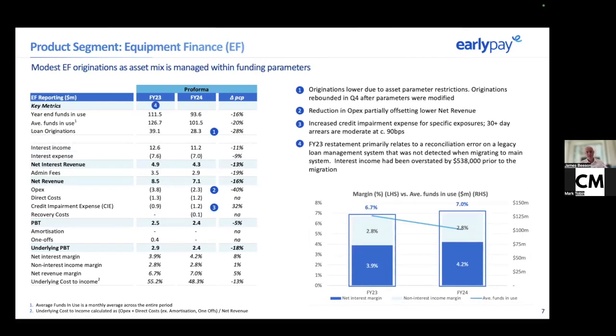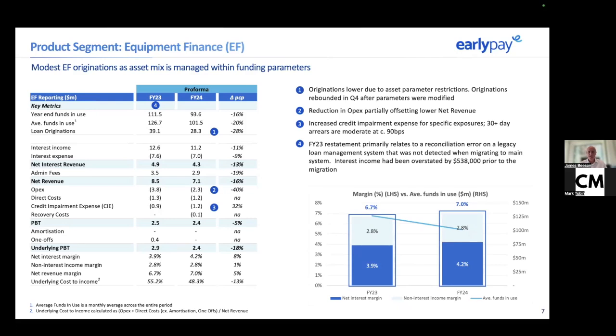Equipment finance. Again, the portfolio constraints that we had really curtailed new originations, and the book went backwards, but that has turned around in the last couple of months of 24 and so far in 25. So we expect that book to grow back. Credit impairment expense was a bit higher in 24, but the 30+ day arrears remains fairly modest, around 90 basis points, and that's a good forward-looking indicator of future impairments.